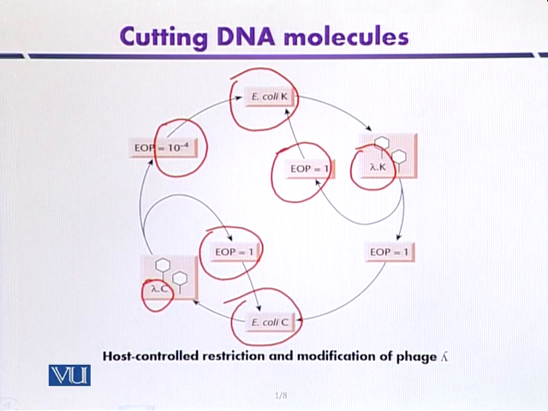It is because of the modification: the DNA, after replicating for one cycle, has been modified. Once it is recycled through E. coli C, the plating efficiency is again high, and in the next stage, if it is again used to infect E. coli K after recycling with E. coli C, then again the plating efficiency will be very, very low. So this indicates that the restriction and modification mechanism is working in the host organism.